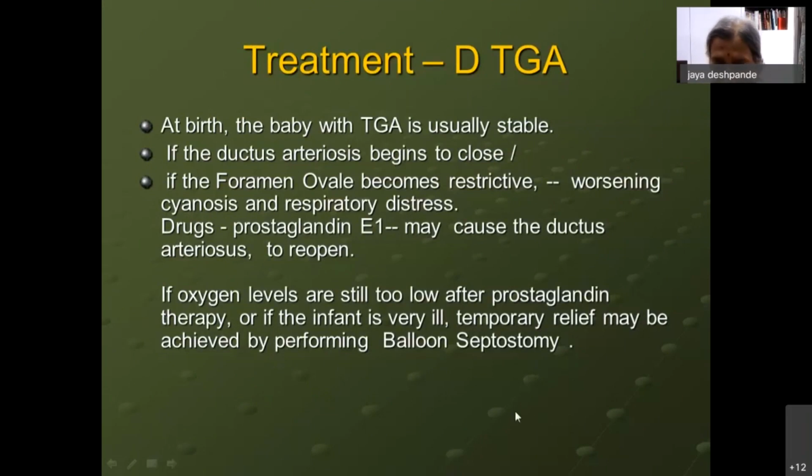If the oxygen levels are still very low after prostaglandin, or if the infant is very ill, then temporary palliative measures may be achieved by performing balloon septostomy. That means you make a large opening in the foramen ovale to ease shunting of the blood flow.